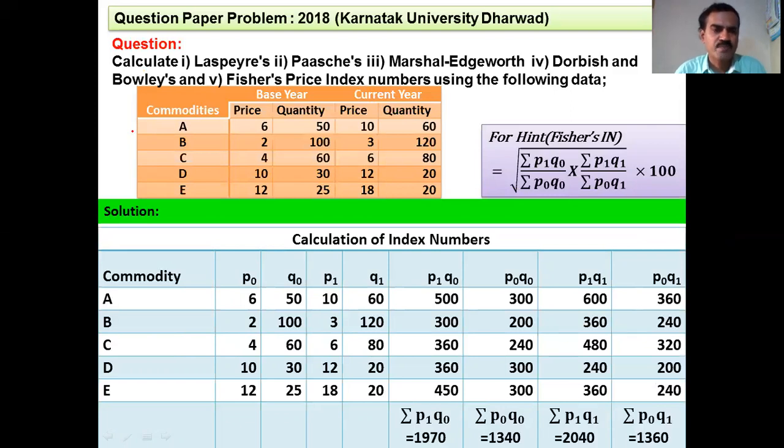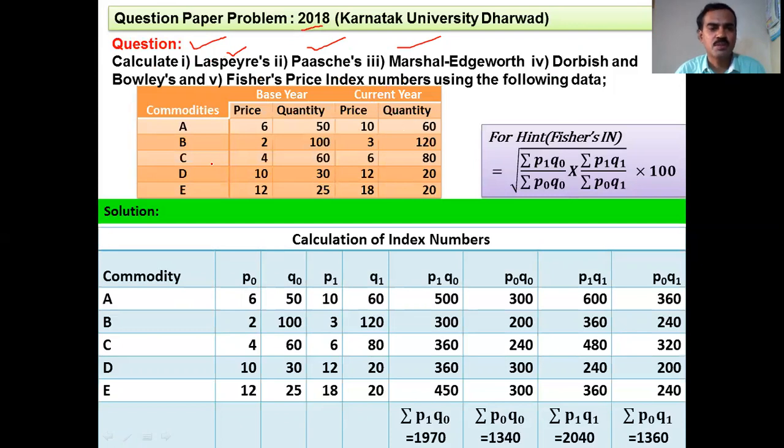Question paper problem 2018, Karnataka University Dharwad. Let us read the question. Calculate Laspeyres, Paasche's, Marshall-Edgeworth, Drobisch and Bowley, and Fisher's price index numbers using the following data. There is a table given in the question.